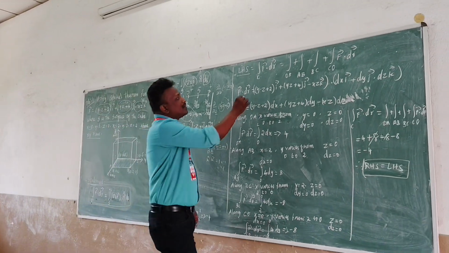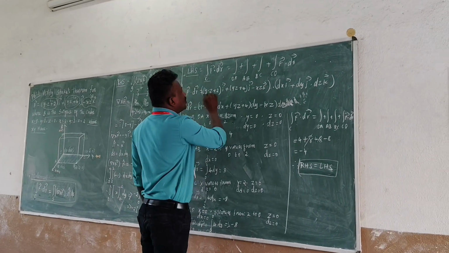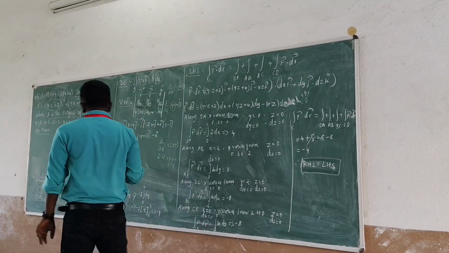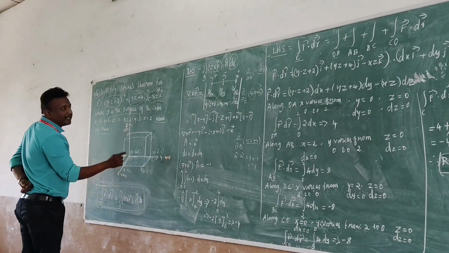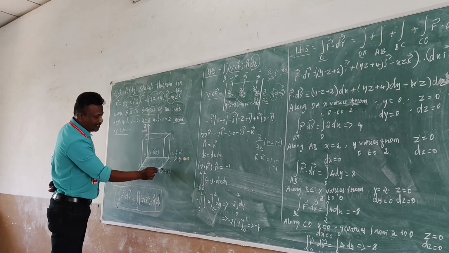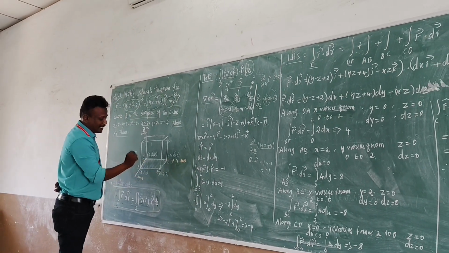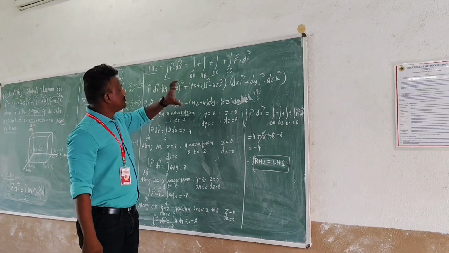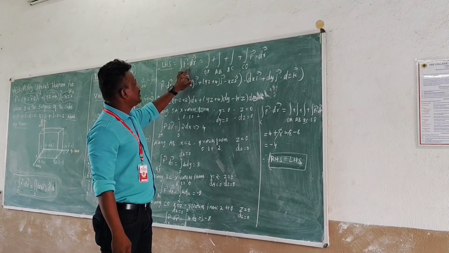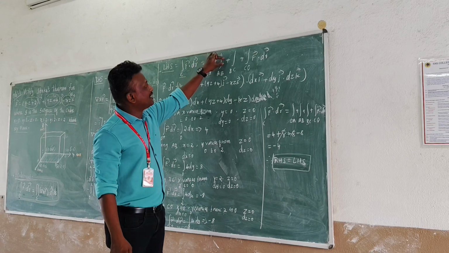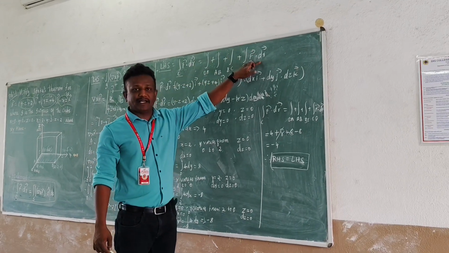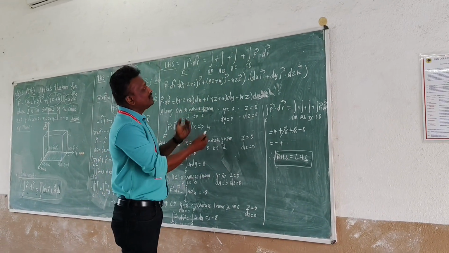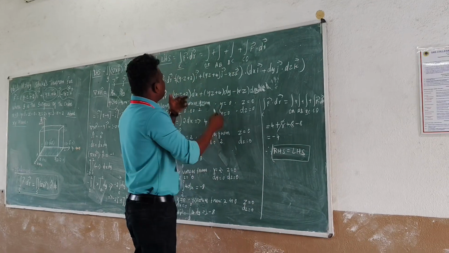So I have separated this curve into OA, then plus AB, plus BC, plus CO. I have written these 4 curves here. Which means I'm going to calculate F vector dot dr vector on each line individually. At the end I'm going to add all these results. That is my final answer.